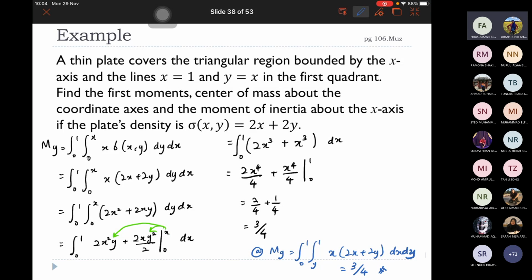Doktor, yang 2x kuasa 3 tambah x kuasa 3 tu tak boleh ke jadikan dia 3x kuasa 3 je? Boleh. Tapi saya saja nak tunjuk, takut awak confused. Boleh je. 3x kuasa 3 awak akan dapat 3x kuasa 4 per 4, 3/4.